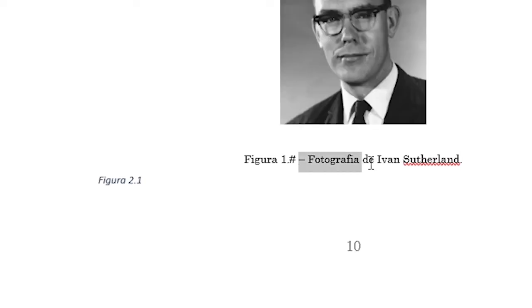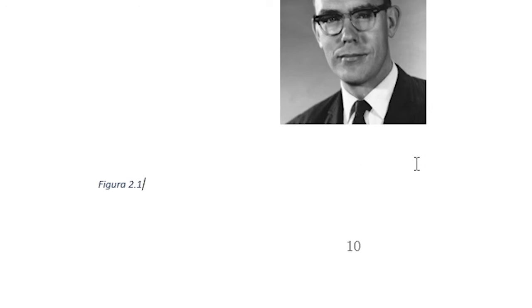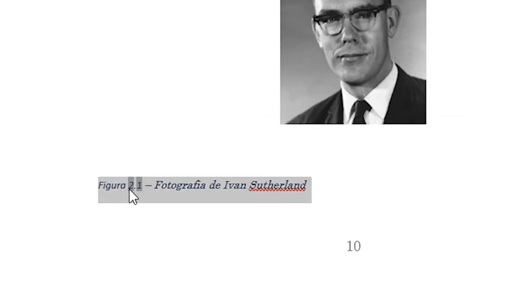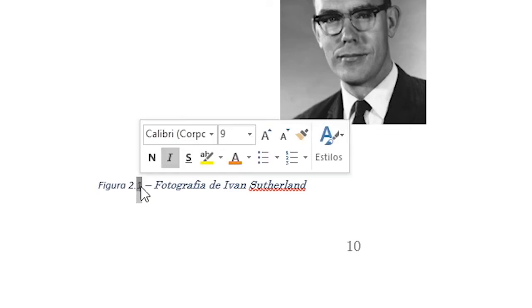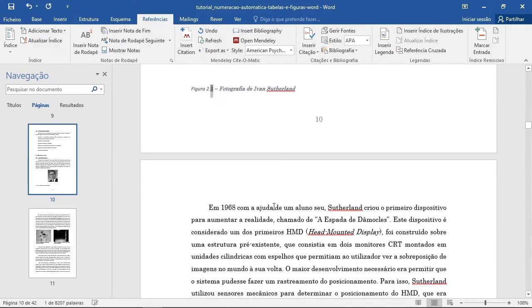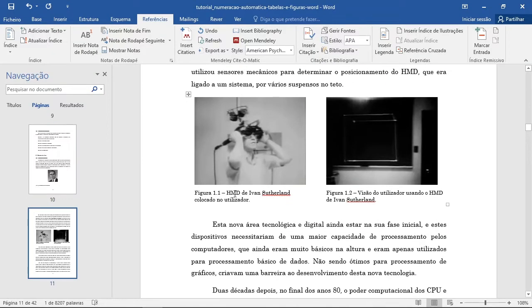Let's copy this description to the identifier of the figure. If we select the text, we can see the 2 and the 1 are in darker gray. That means they are contents generated by Word. The 2 and the 1 are generated automatically. It is the number of the chapter and the number of the picture. Let's do the same for a few others.